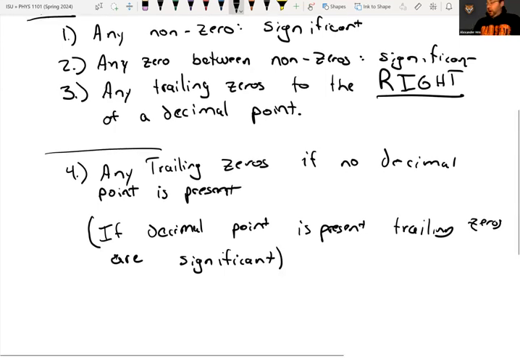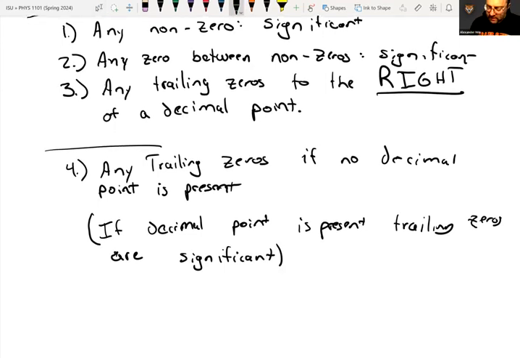Okay. And then last thing, leading zeros. Basically leading zeros are zeros to the left of any significant figures. Those are all not significant. They would just be placeholders. A lot of times you don't even put them. Leading zeros are not significant.